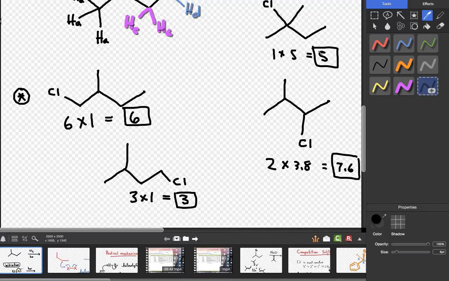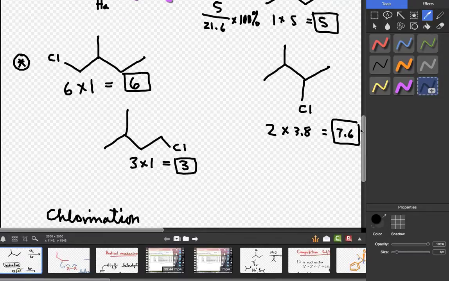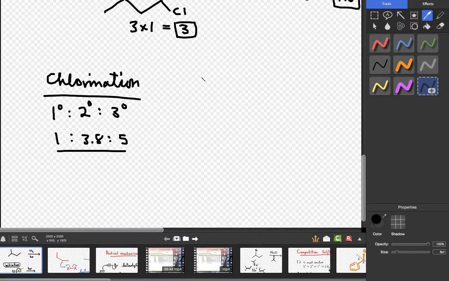If I want to find the relative percents, for example, the one that I made would be 5 over the sum of all of these. So you got 9, 14, 21.6. And then I'll just multiply that by 100%. Don't get a whole lot of this when I chlorinate. Chlorination's fast, but it's not selective. The other way that we halogenate is bromination.